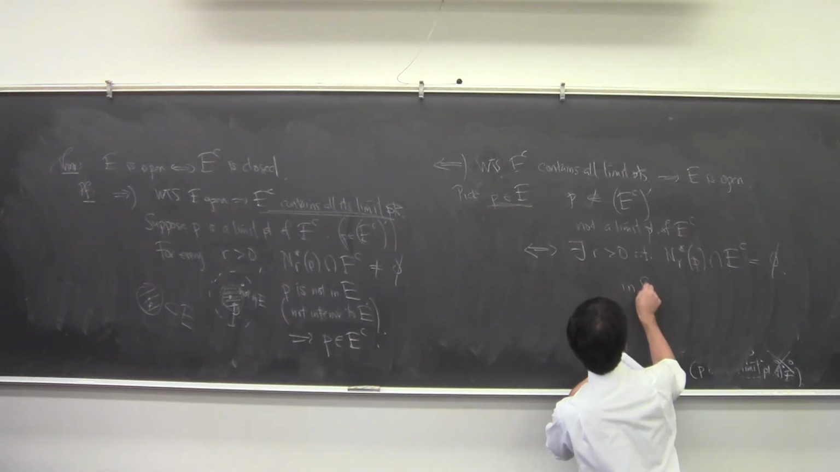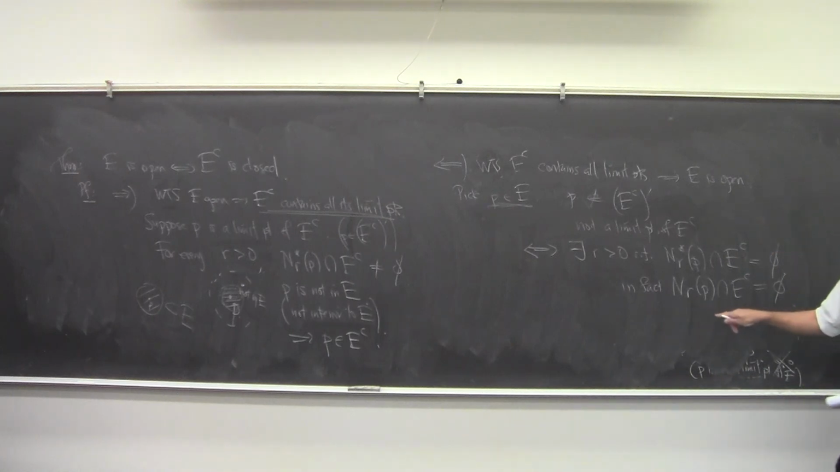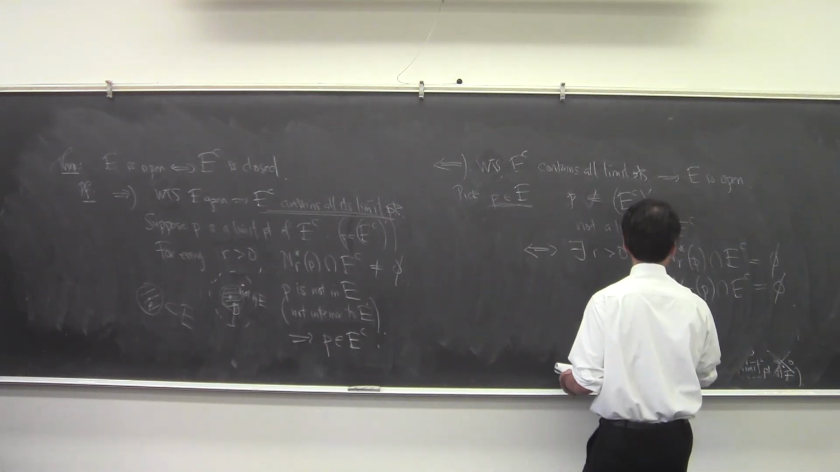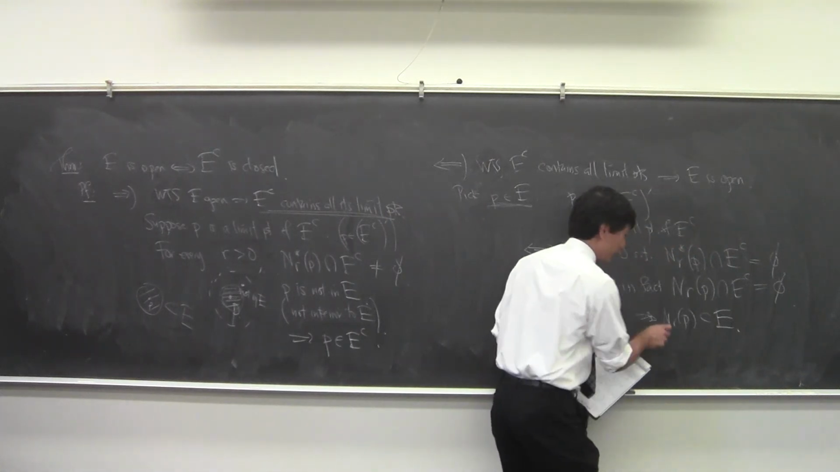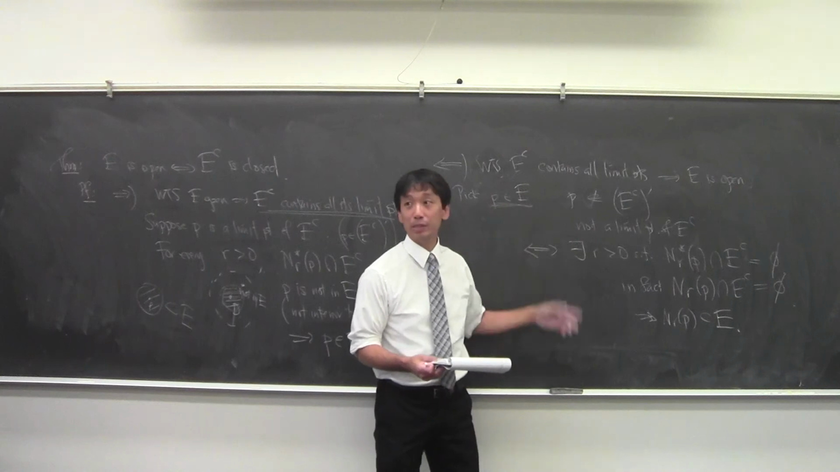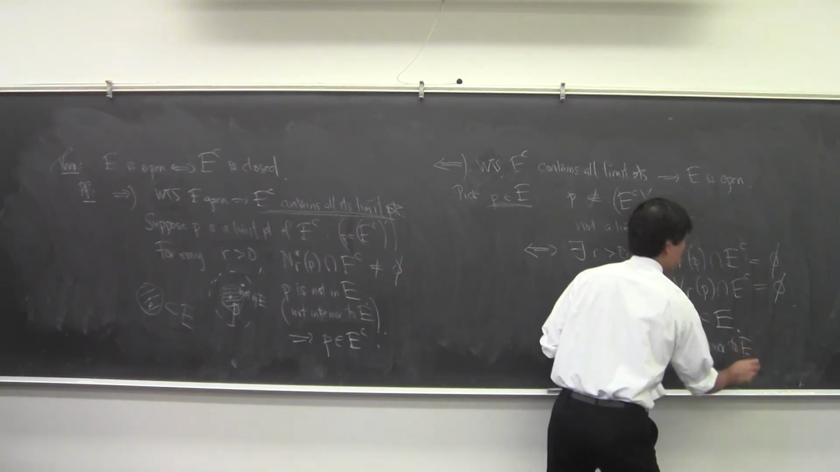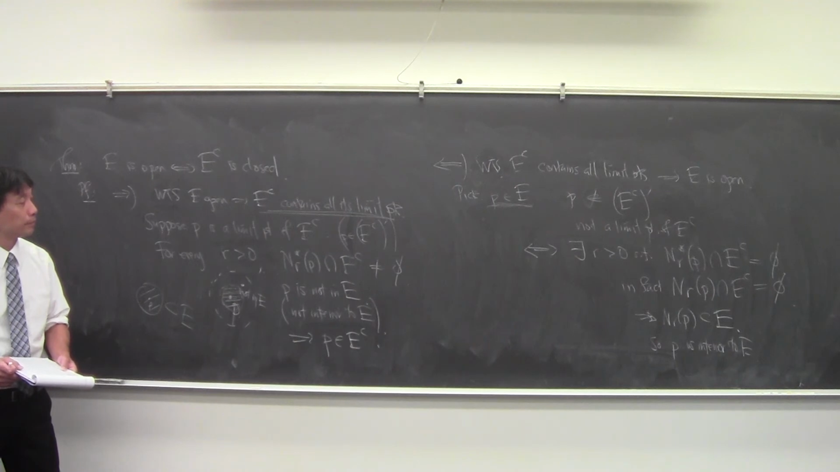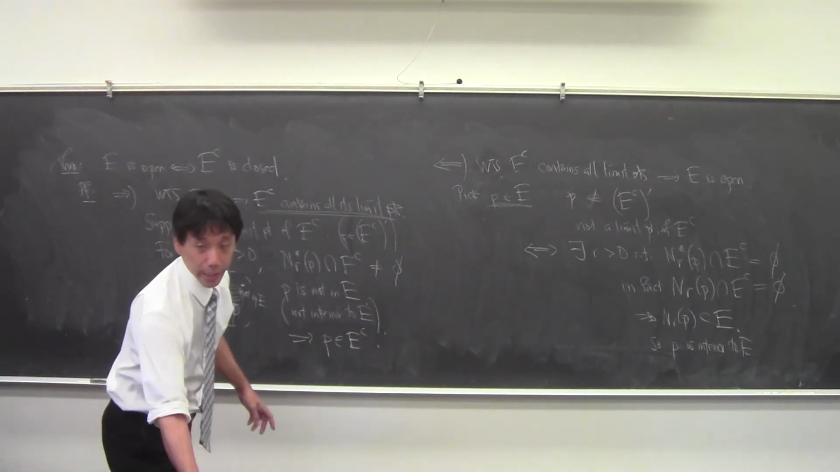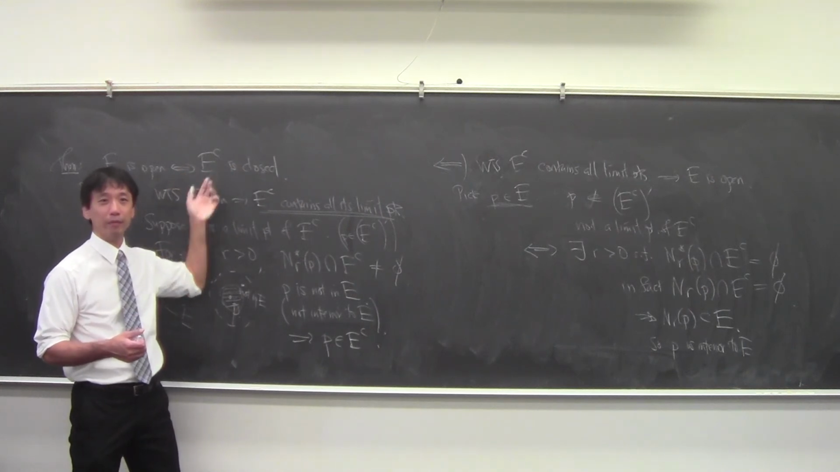So we can fix this. In fact, there's an R such that the neighborhood, not just the punctured neighborhood, does not intersect E complement. But that means that the neighborhood is contained in E, and so that point was interior. And so E is open. So this is a pretty useful characterization of openness and closedness: the complement of an open set is a closed set and vice versa.